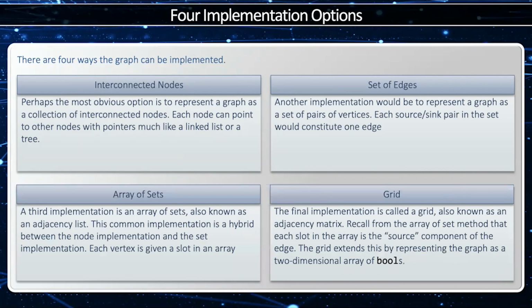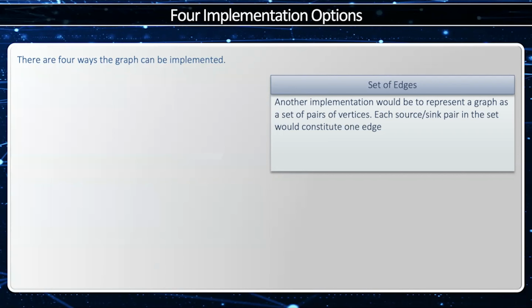And the final is a grid, and this is a 2-dimensional array of Booleans, where the horizontal axis is the source vertex, and the vertical axis is the destination vertex. If there is a true in that source destination location, then there's an edge. If there's false, there's not. We're going to focus on the set of edges implementation today.